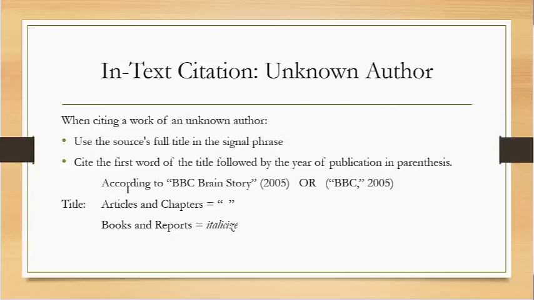Okay. For unknown authors, if you are citing a work and you don't know who wrote it, you'll want to use the source's full title in the signal phrase. Cite the first word of the title, followed by the year of publication in parentheses. For example, according to BBC Brain Story, now that would be the title of the publication, and then the year it was published, or BBC, 2005. Okay, and when you are citing these in the text, if you need to include the name of the article or chapter or book in the text, since you don't know the author's name, you want to include articles and chapters in quotation marks and books and reports in italics.